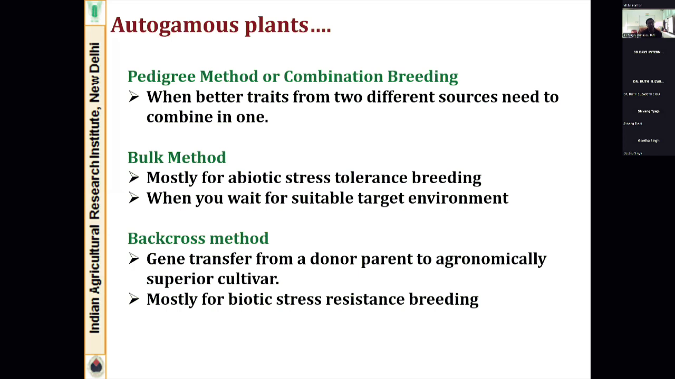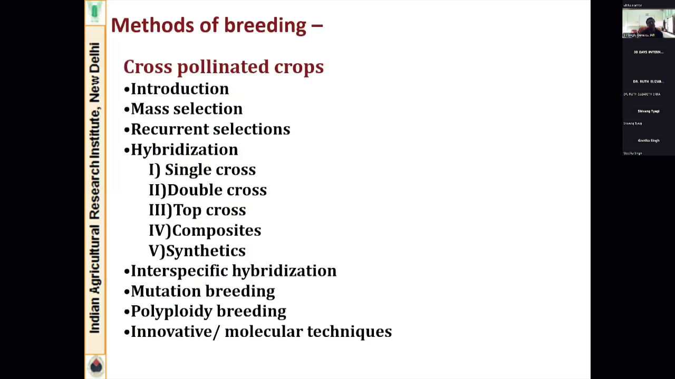Another is the backcross method, which is mostly used for biotic stress resistance breeding. In this, gene transfer from a donor parent to an agronomically superior cultivar is done. So these are the very commonly used methodologies in autogamous plants.